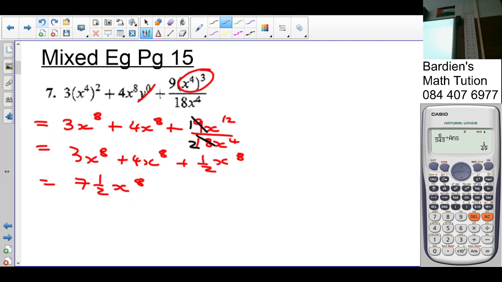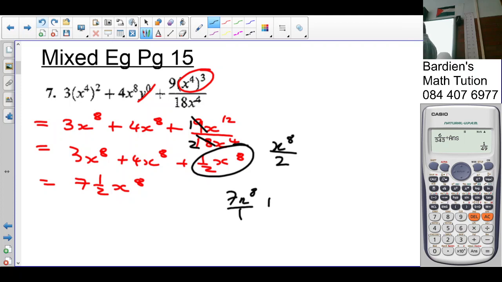Okay, read out your line from the top. The first line. Okay, just a second. She's saying this is going to be x^8 over 2. Is that the same? Yes, absolutely. So no mistake there. Yes? 7x^8 over 1, yes, 7x^8, plus x^8 over 2, yes.